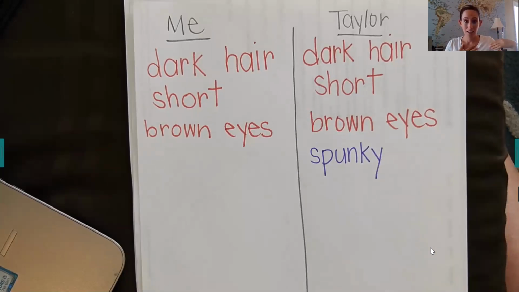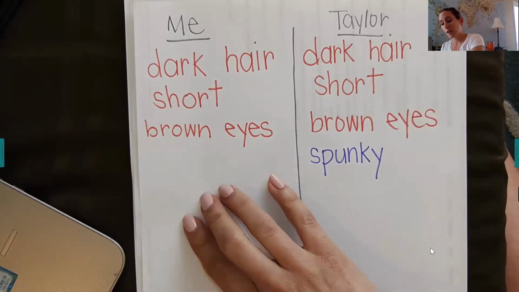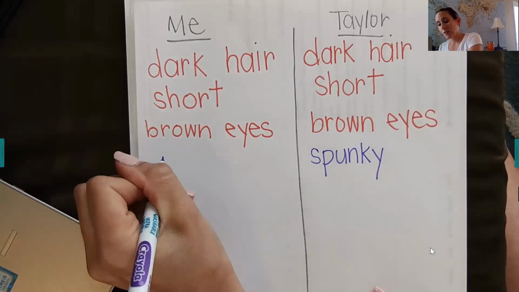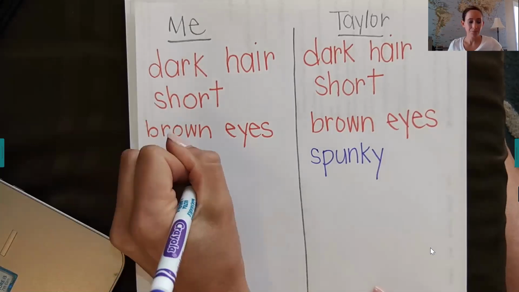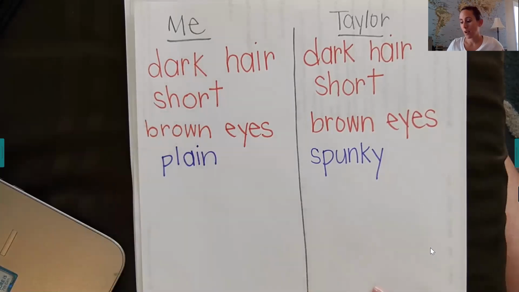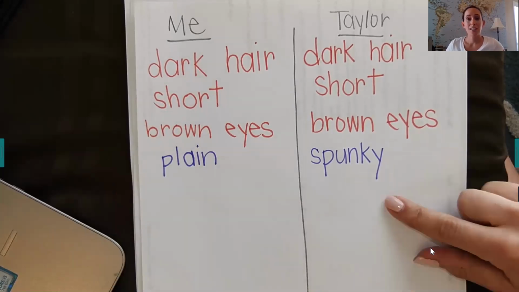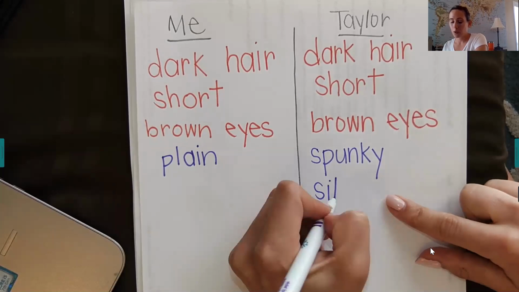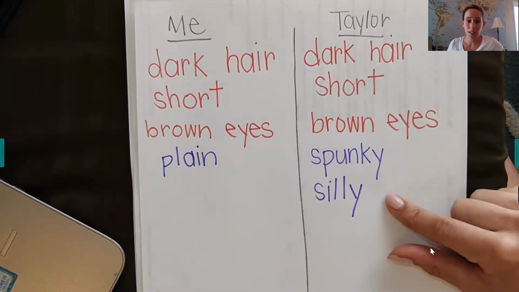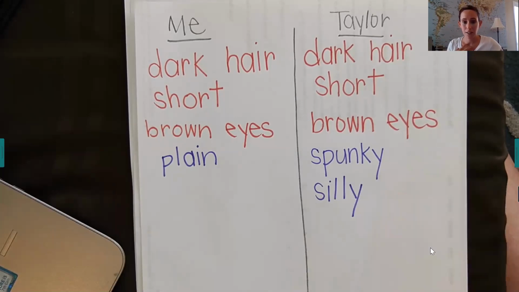And me, I am going to write, I am just more plain. I don't like bright, wild colors. I am going to write, I am more plain. Then we'll go back to Taylor. She is definitely silly. She likes to be goofy. So we're going to write silly is a good word to describe her personality. You can't see that from the outside of her, but that's a good word to describe her inside traits.